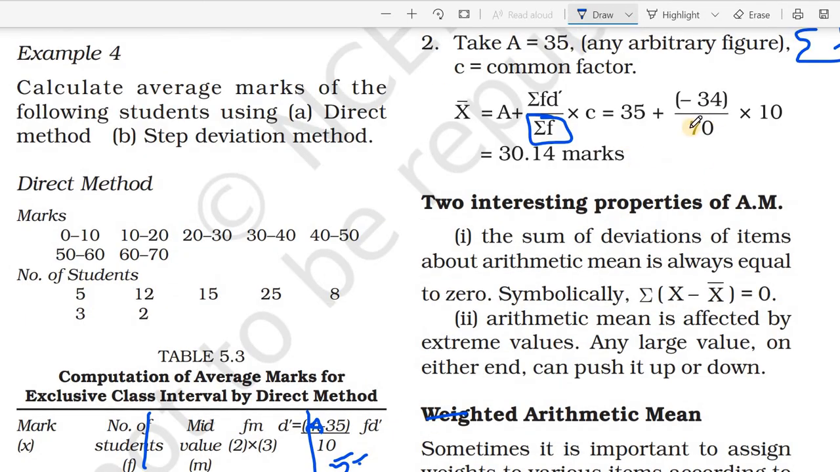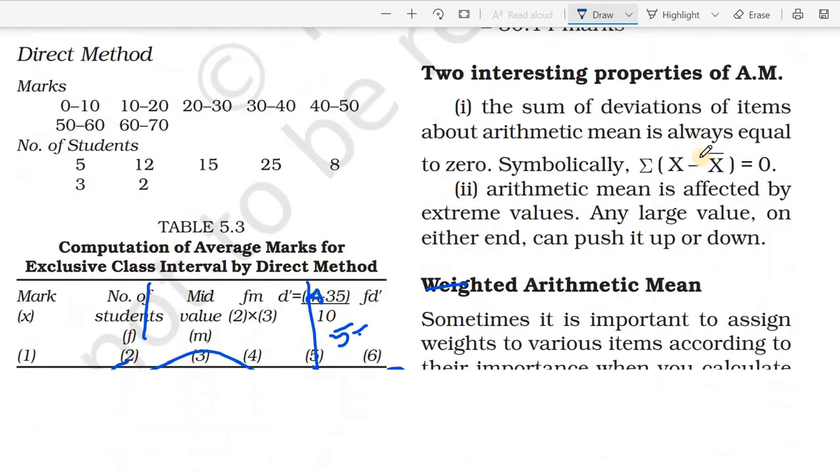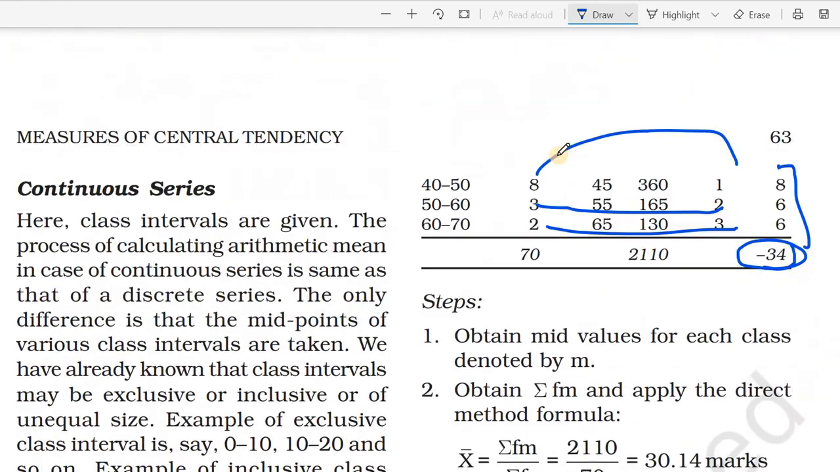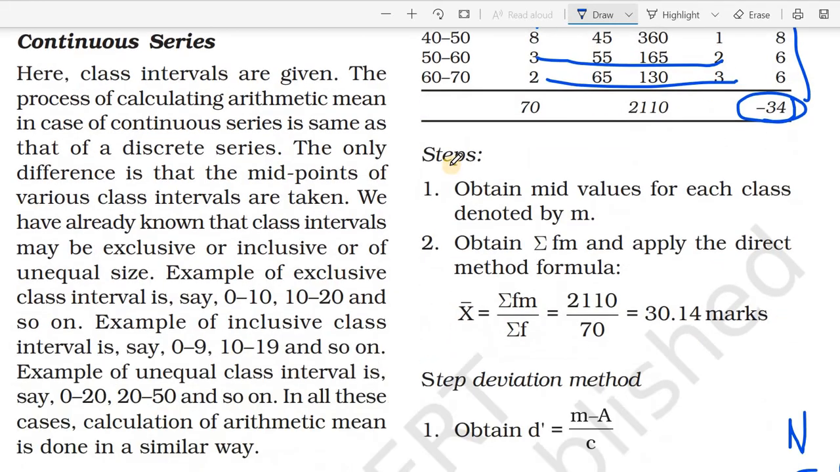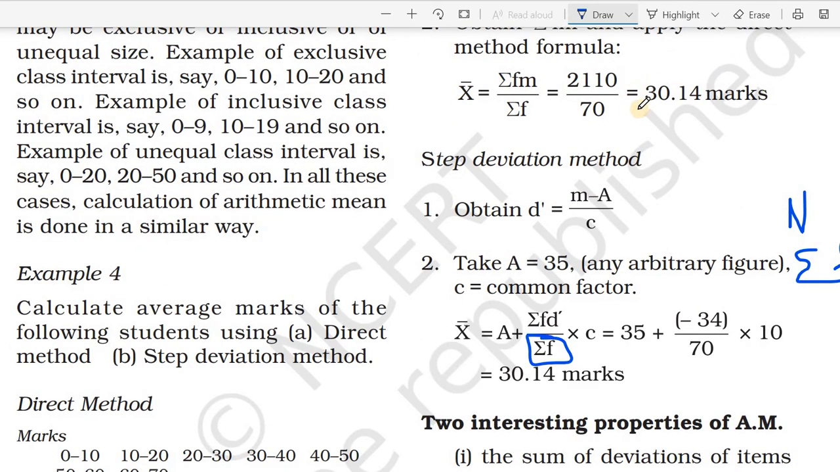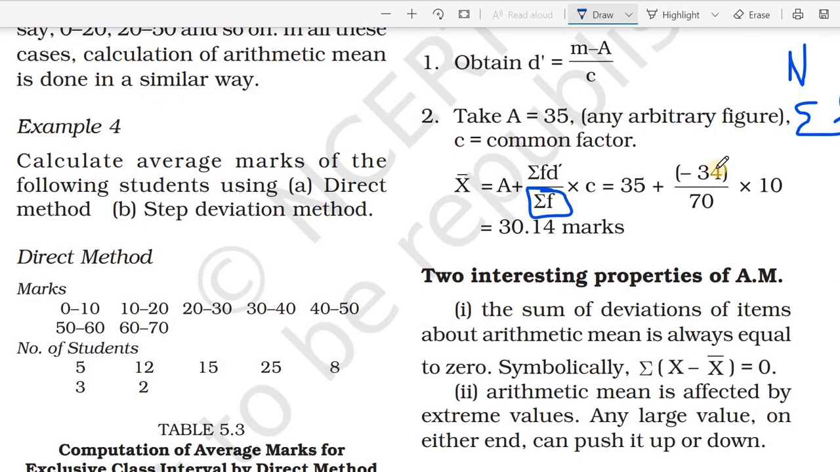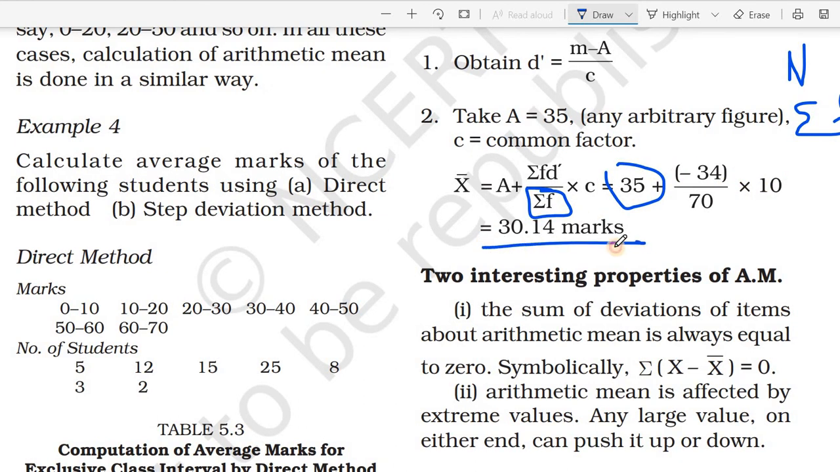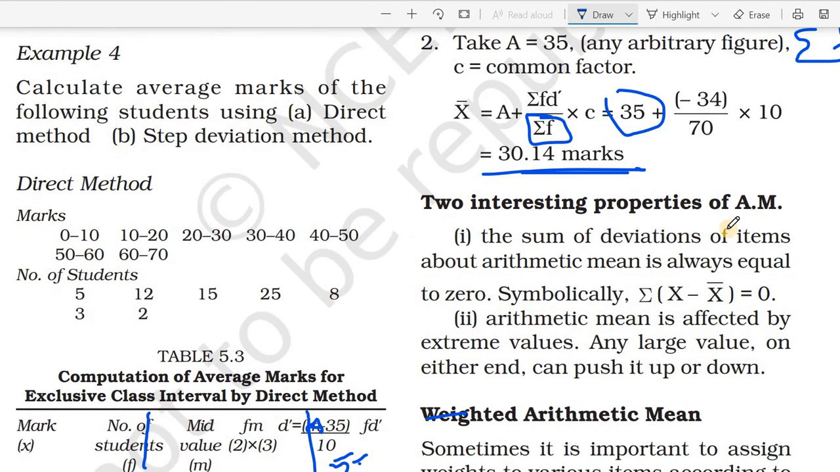Then next step, minus 34 divided by 70, where 70 means sigma f. Sigma f is 70. Then we got 35 plus minus 34 divided by 70 into 10. This 35 is the assumed mean. Then we got the answer 30.14.